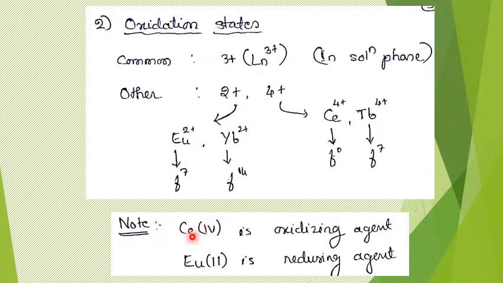Easily you can understand now. Cerium, it is in 4 plus oxidation state. So it can be converted to 3 plus oxidation state. So cerium 4 plus, when it comes to cerium 3 plus, it will accept electron from some other species. Therefore, the other species gets oxidized, and that's how this cerium 4 plus is an oxidizing agent.